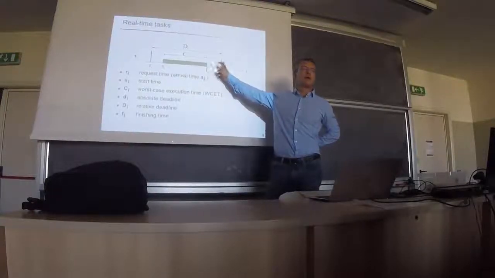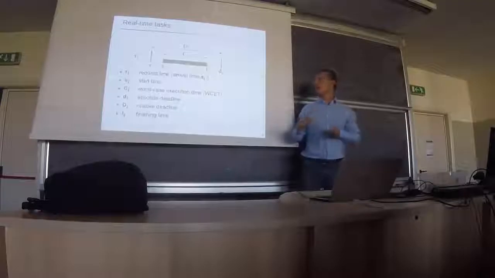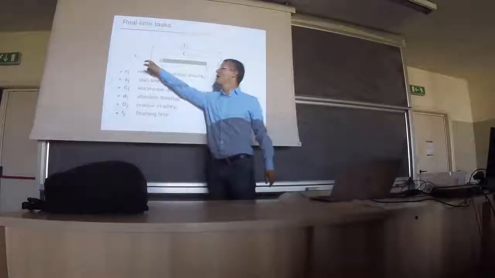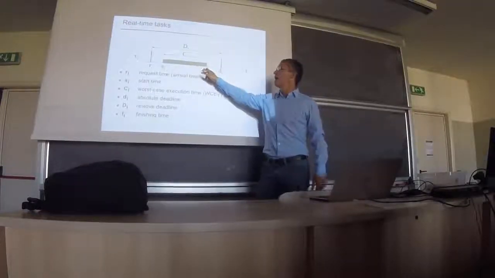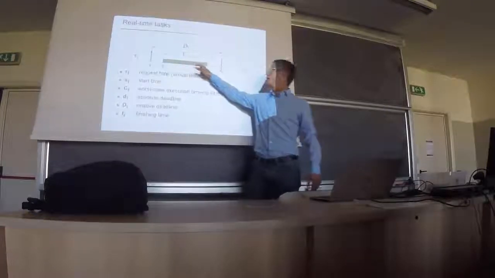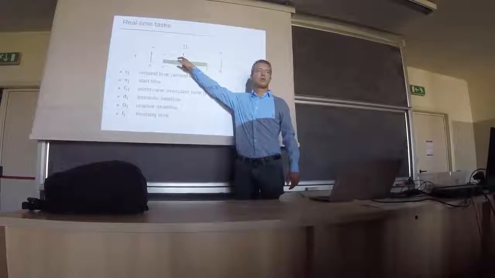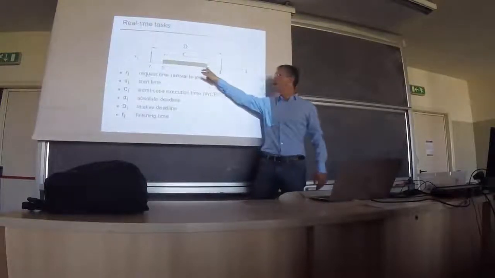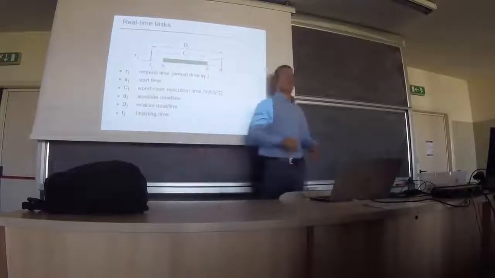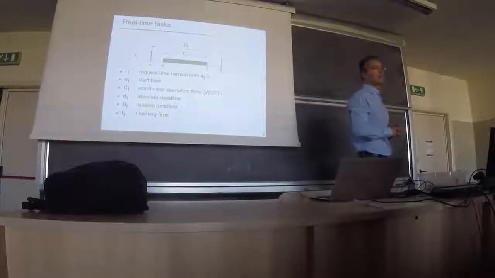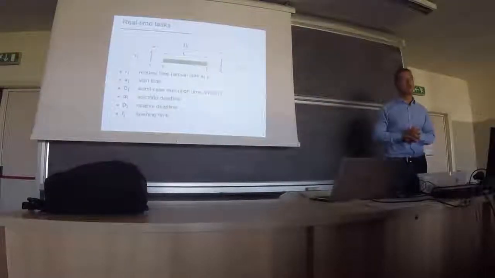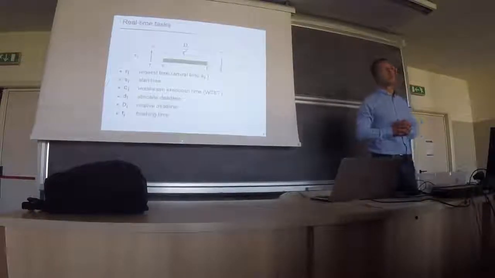So, we have the general task model with arrival time, start time, finishing time. Typically the amount of execution is called execution time. It's the amount of processing time that that task requires. We call it execution time.